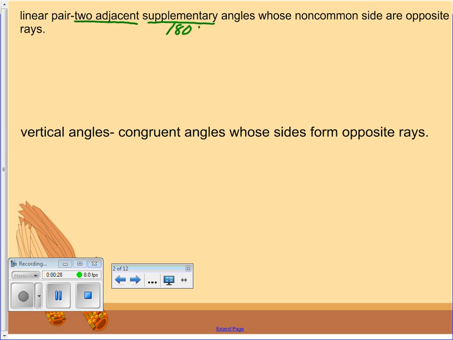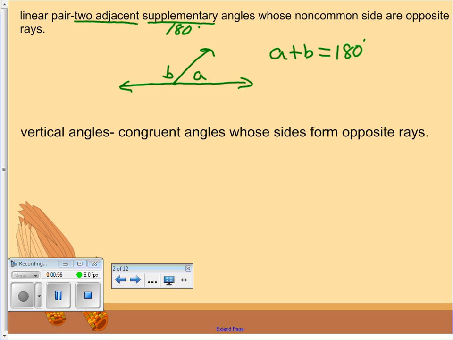So if I have two angles, A and B, the non-common sides are opposite rays. So A plus B is going to be equal to 180 degrees. They are adjacent to each other and they are supplementary.